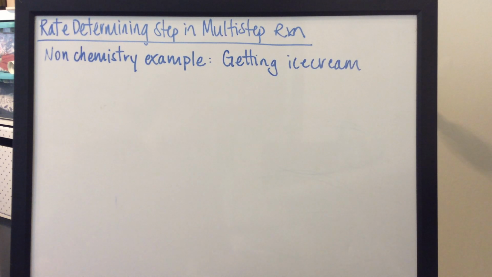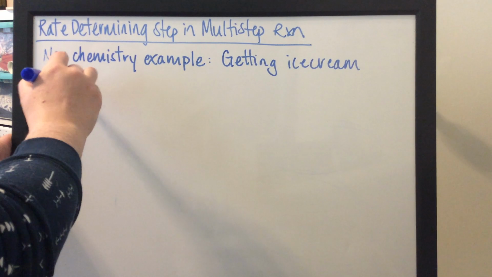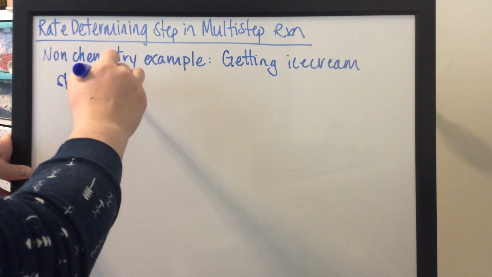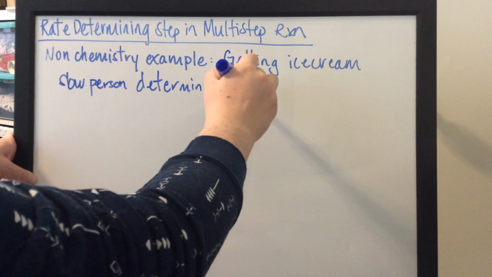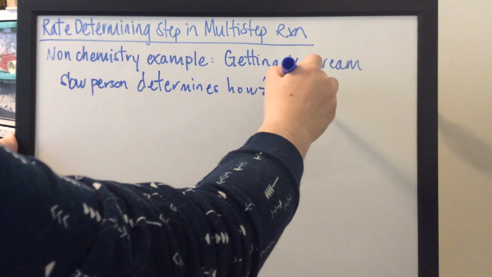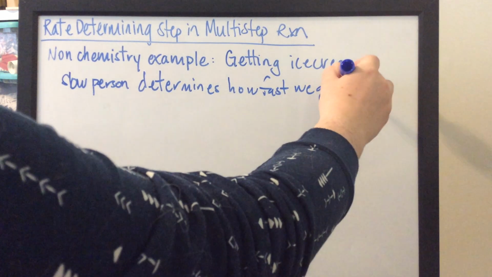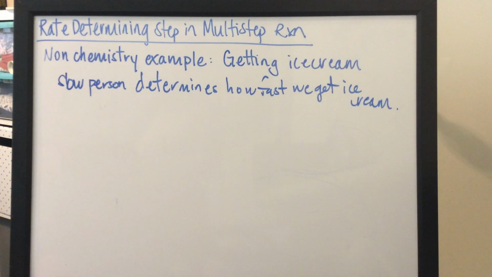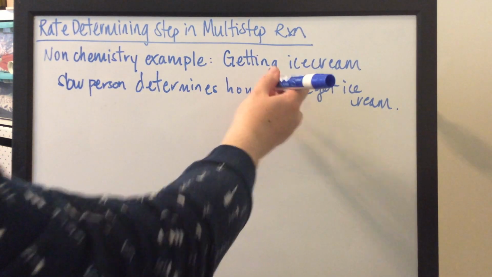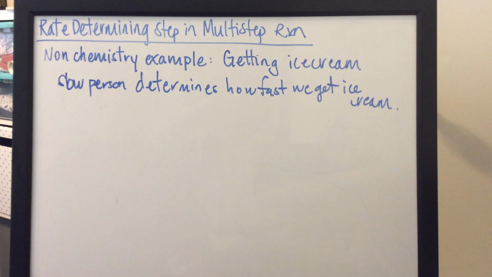But if the rule is that we can't get our ice cream until everybody gets there, then we are being hindered, so to speak, by that slow person, okay? So that slow person determines how fast we get ice cream. Okay, and again, this is silly, but it paints a picture in your head.